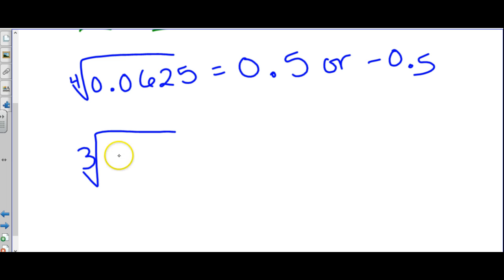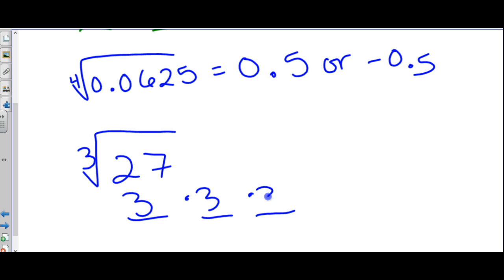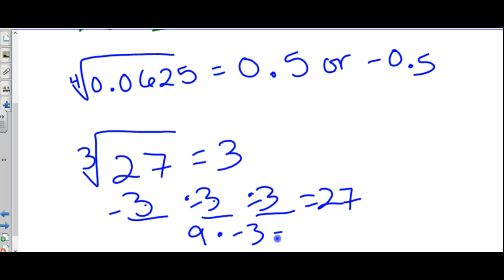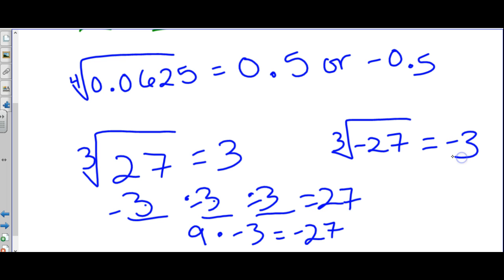Let's say we want the cube root of 27. Well, we said three numbers multiplied by themselves. We would do 3 times 3 times 3. Thus, the cube root of 27 is 3. If I tried to make it negative, this time it doesn't work because a negative 3 times a negative 3 is a positive 9. Times one more negative 3 is negative 27. So, the cube root of positive 27 is 3, and the cube root of negative 27 is negative 3, but it never has two different answers.